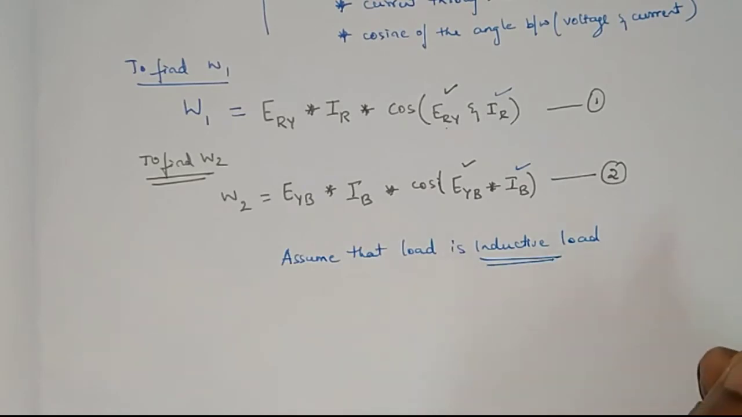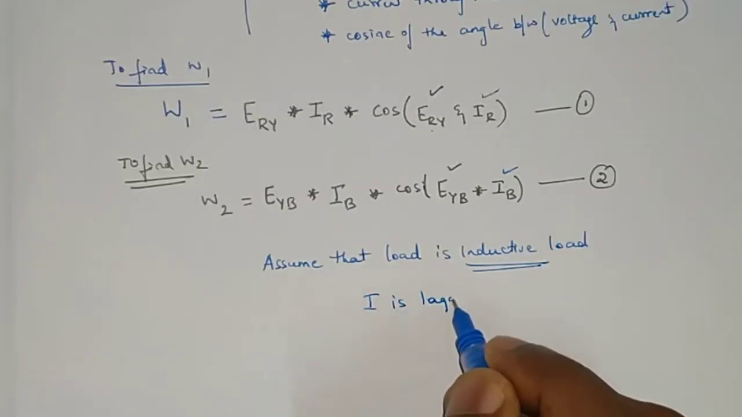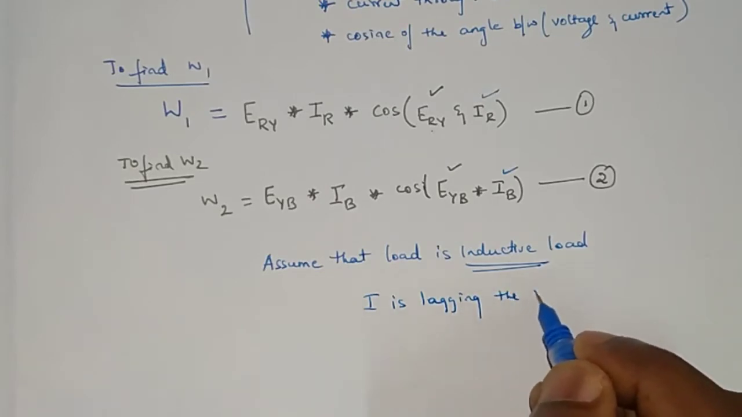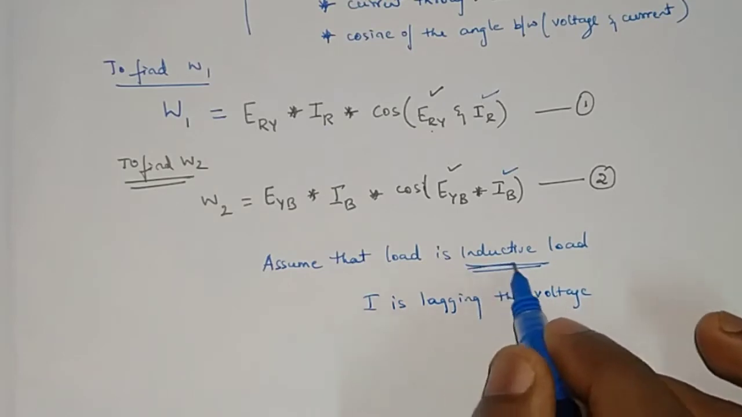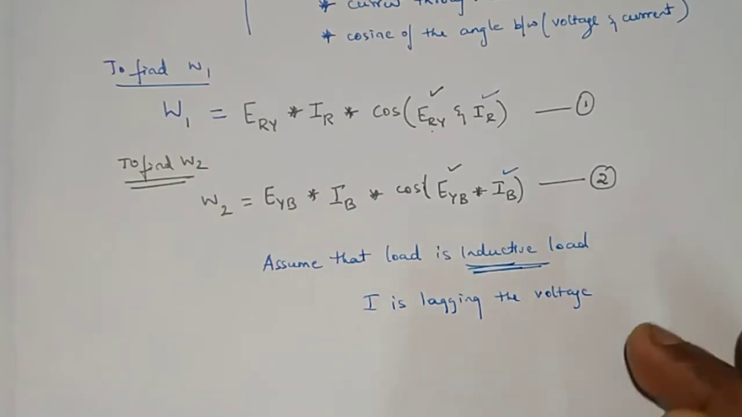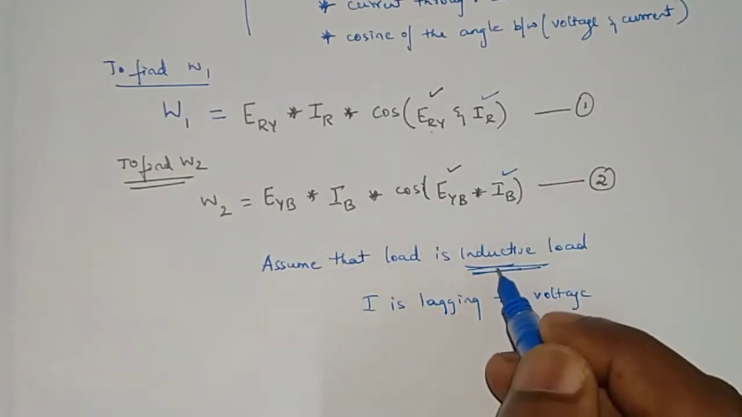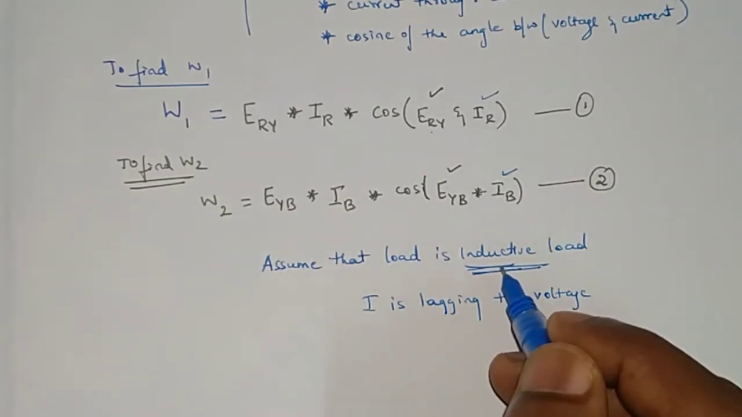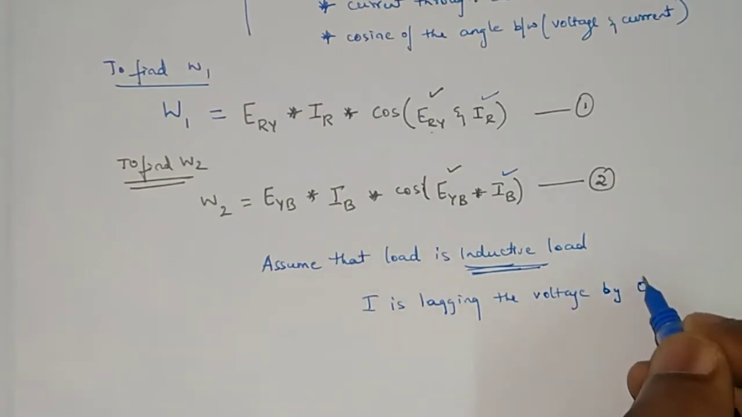Inductive load means that in an inductance, the current will be lagging the voltage. They have not mentioned that it is pure inductance. In pure inductance, the current will lag by exactly 90 degrees. So this is not pure inductance; it is like an RL series circuit. Therefore, the current is lagging the voltage by angle phi.